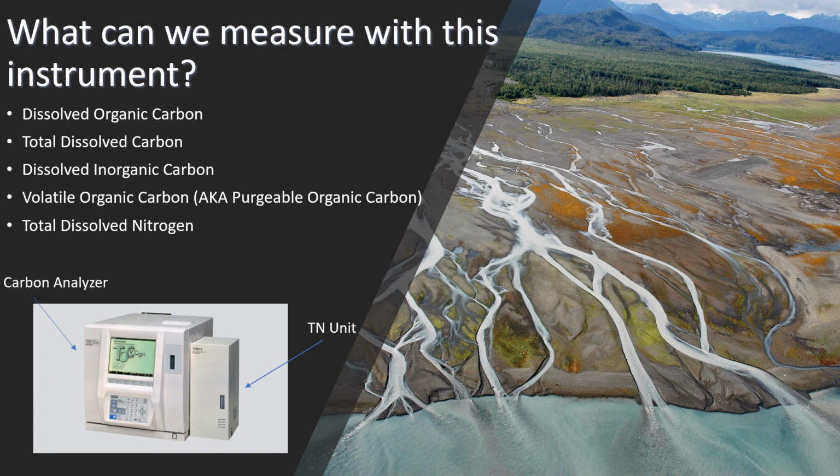There's a picture down at the bottom there of the instrument itself. The left housing is for the carbon unit, and the small housing on the right is the TN unit. What we measure on this instrument includes dissolved organic carbon, total dissolved carbon, dissolved inorganic carbon. You can measure volatile organic carbon, also known as purgeable organic carbon, but that's a less common application, as well as total dissolved nitrogen.